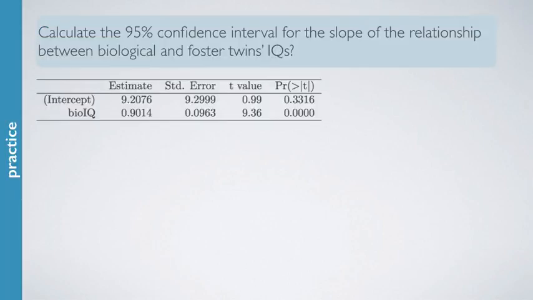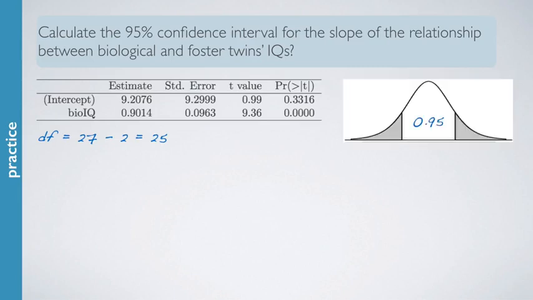Using these, we can calculate the 95% confidence interval for the slope of the relationship between biological and foster twins' IQs. The degrees of freedom we had said was 25, and what we want to do first is to find the critical t-score associated with this degrees of freedom and the given confidence level. To find the critical t-score, let's draw our curve and mark the middle 95% and note that each tail is now left with 2.5% or 0.025.